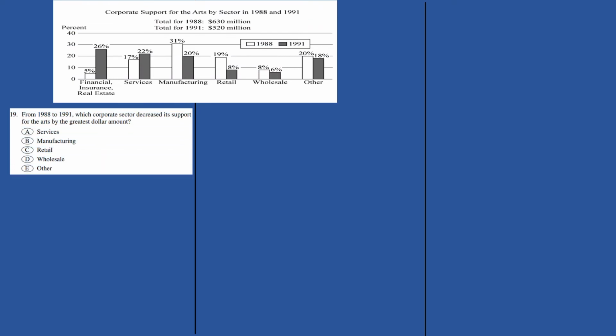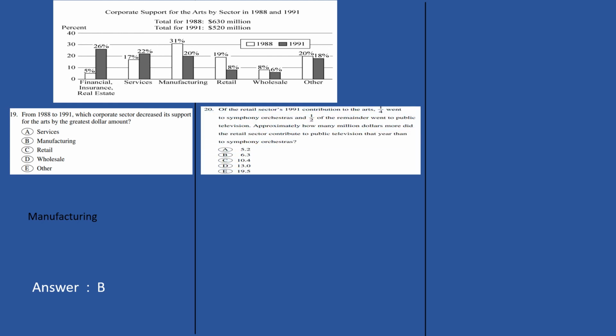Using the same chart, from 1988 to 1991, which corporate sector decreased its support? So when we observe the last 4 bar graphs, it looks like only under manufacturing the difference is more, which is 11%, and hence your answer is B.